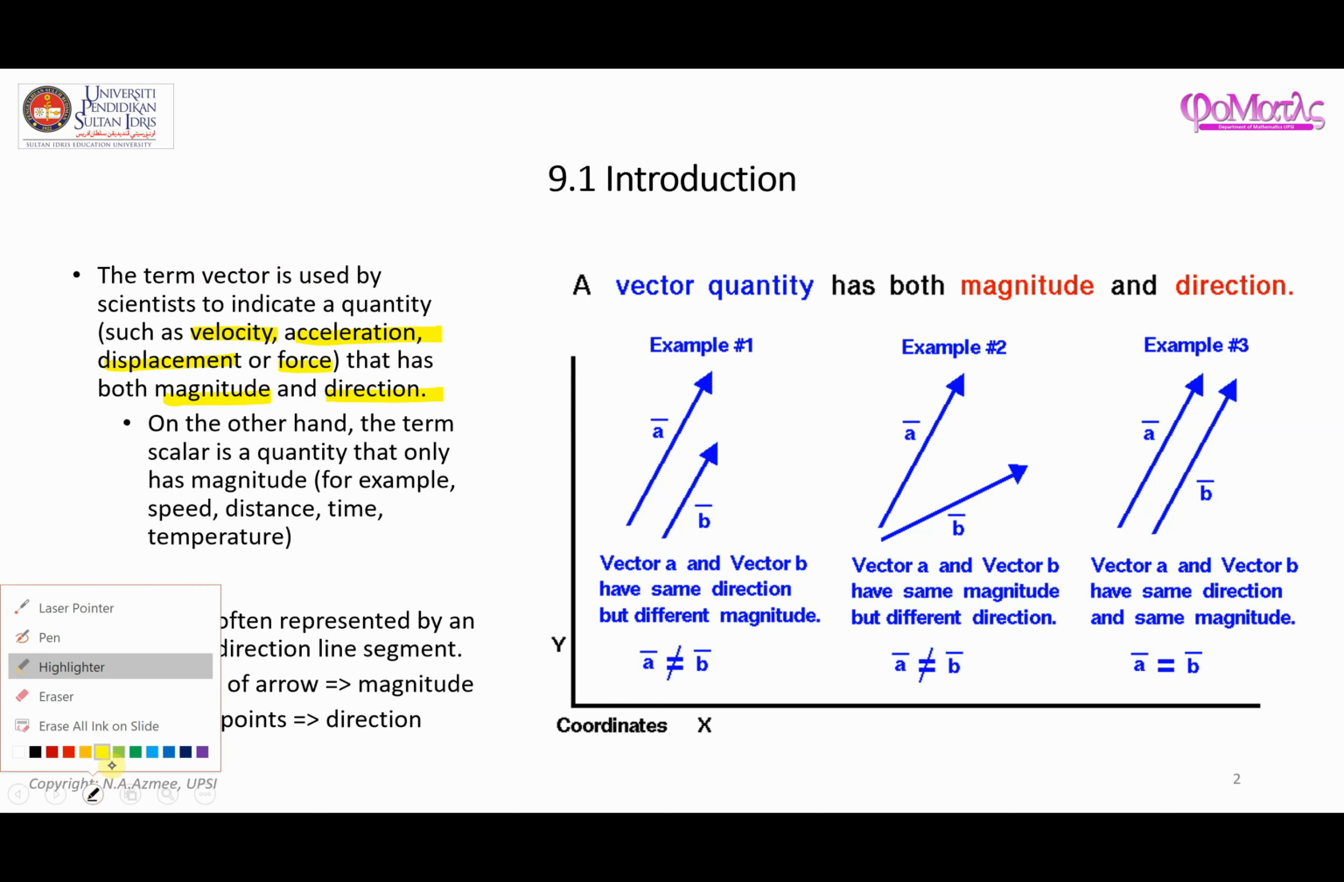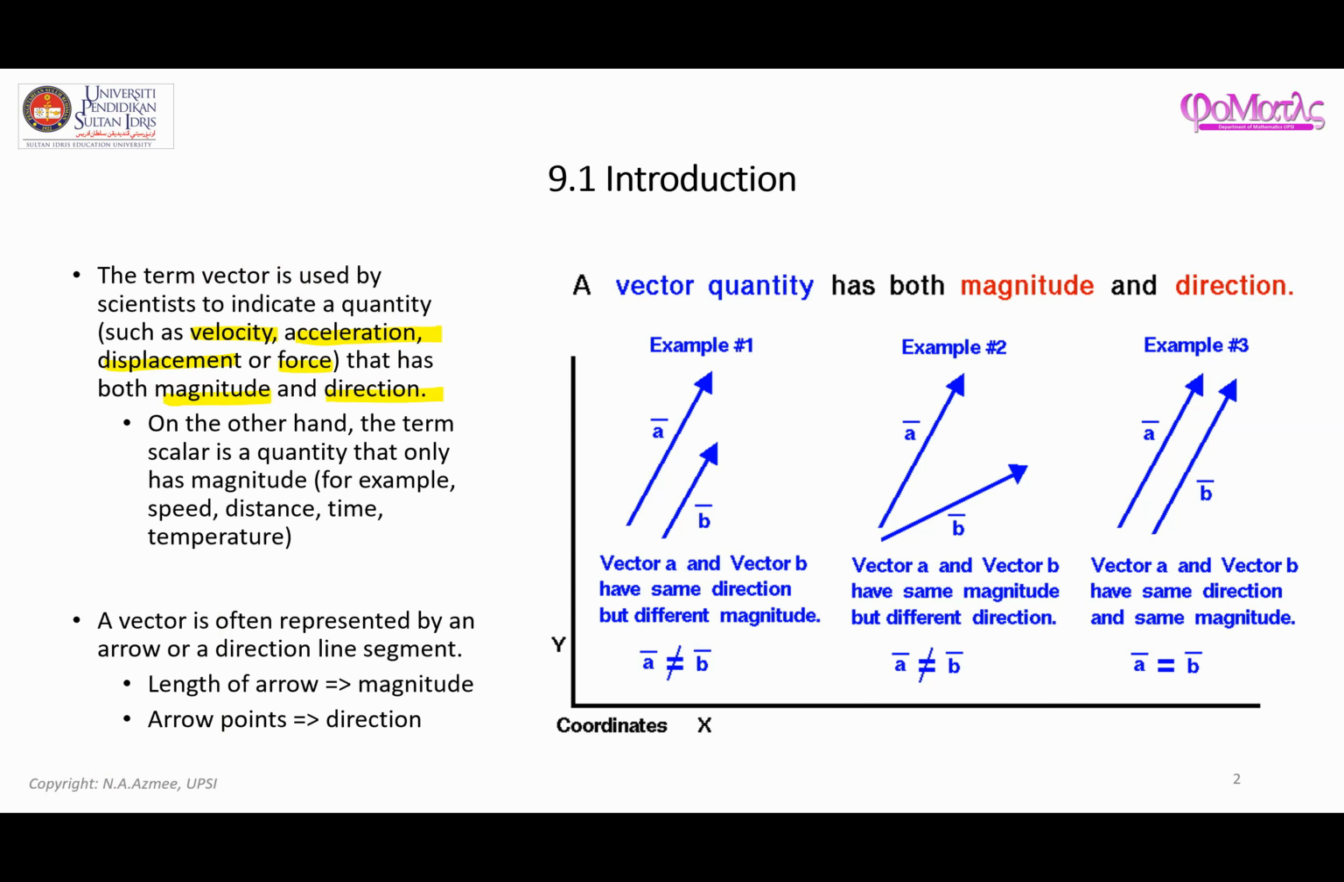So on the other hand, we have the term scalar. So scalar is a quantity that only has magnitude. For example, speed, distance, time, and temperature. So it is important that you know the difference between vector and scalar.